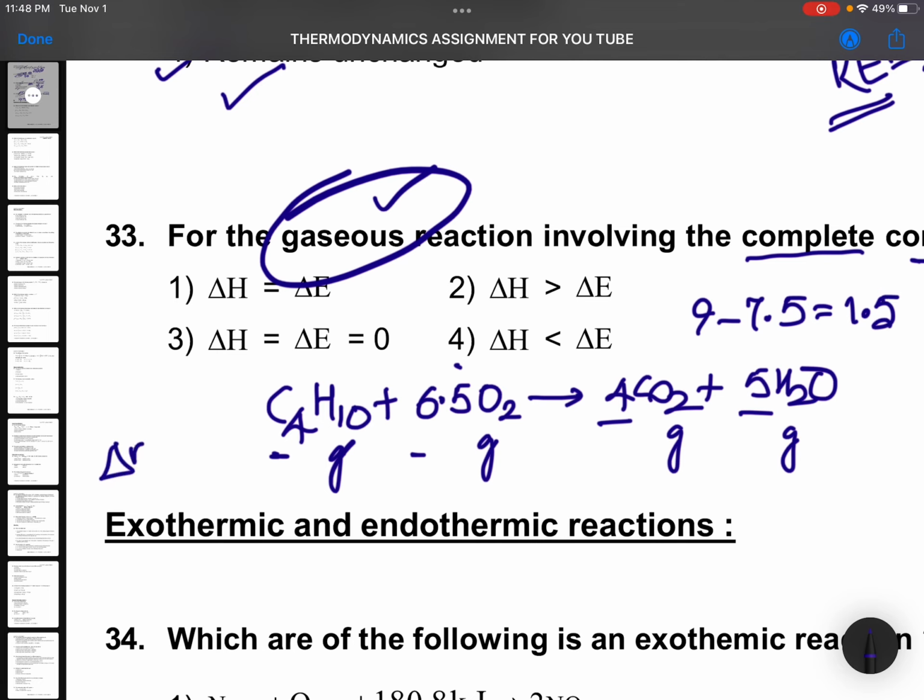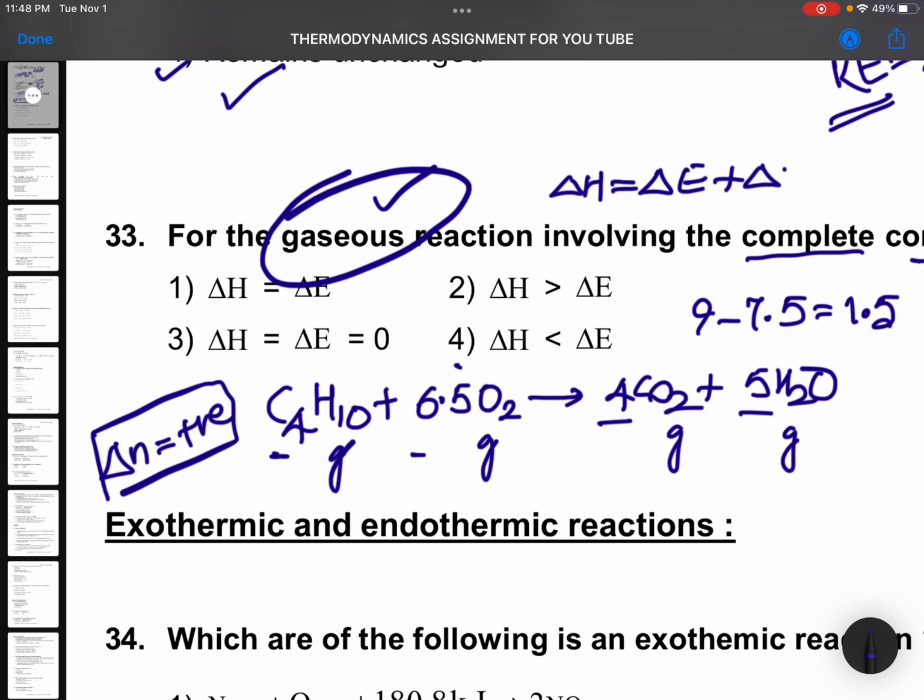When delta n is positive, imagine what happens. What is the relation between delta H and delta E? Delta H is equal to delta E plus delta nRT, and delta n is now 1.5. That means delta H is greater than delta E, or delta E is less than delta H, which is right.